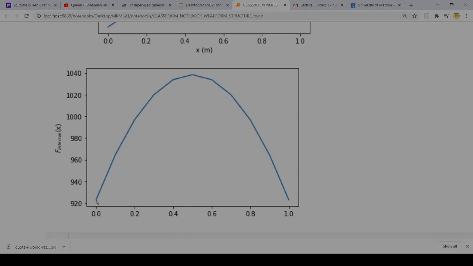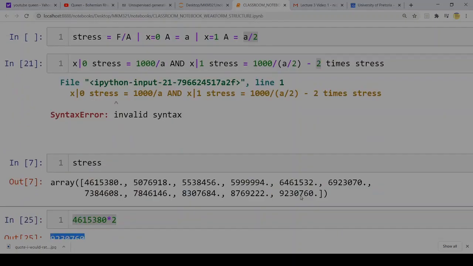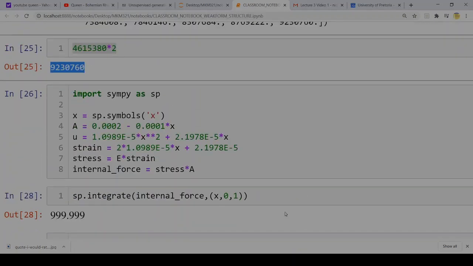If I were to integrate over this length of 1, and look at the average, let's compute the average internal force that we get. Some places I'm overpredicting, some places I'm underpredicting, but what would the average look like? I want to show that the average is exactly 1,000 if I were to integrate this. So let's do the integral.